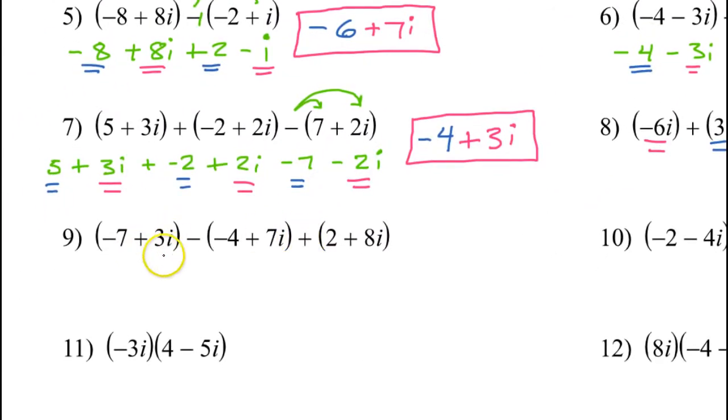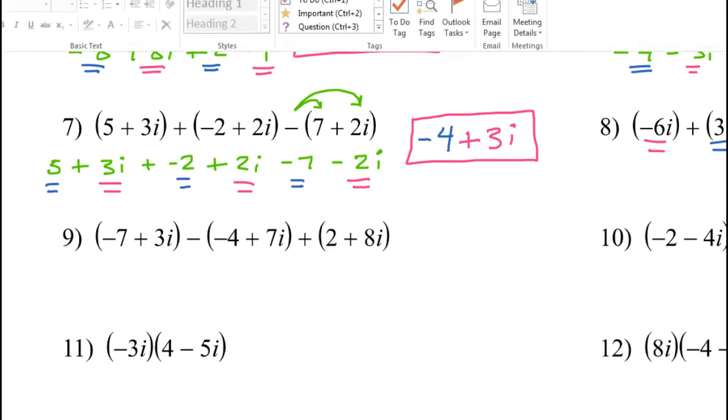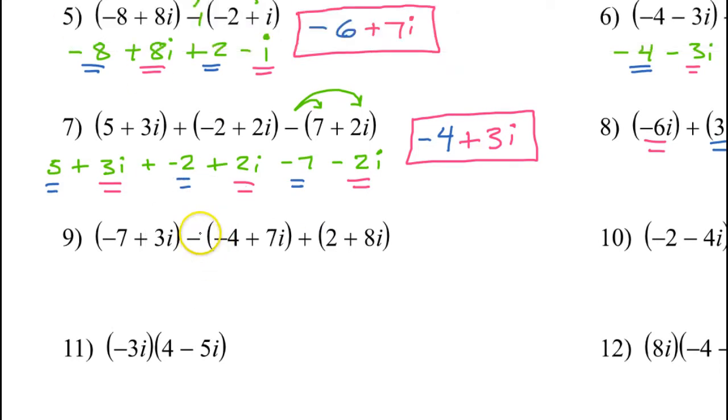Now number 9, I have to be careful because I see this subtraction sign. So that is going to have to be distributed, multiplying everything inside by negative 1. So I will recopy this. So I have negative 7 plus 3i. That didn't change. Here comes the changing. So I will have plus 4, a negative times negative is positive, minus 7i. And then I'm just going to bring down the plus 2 plus 8i.